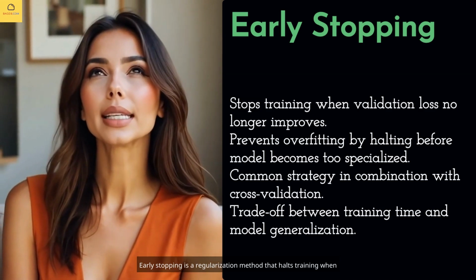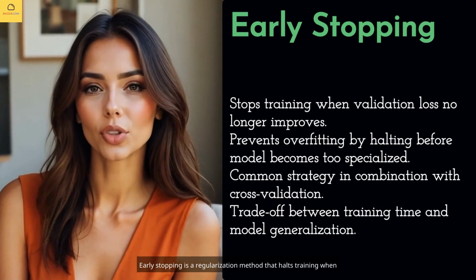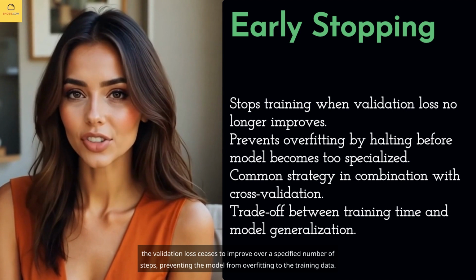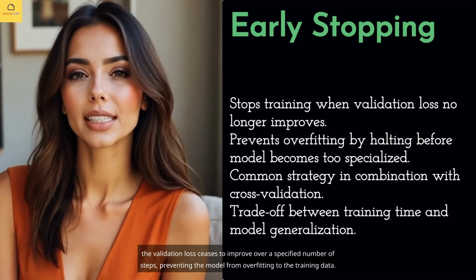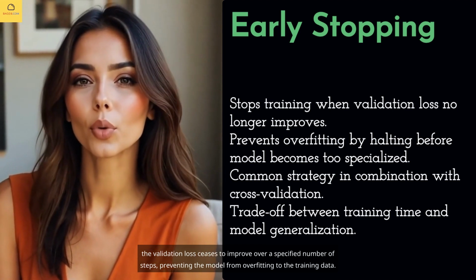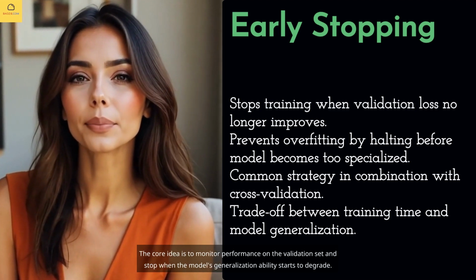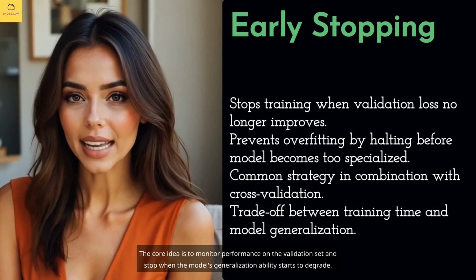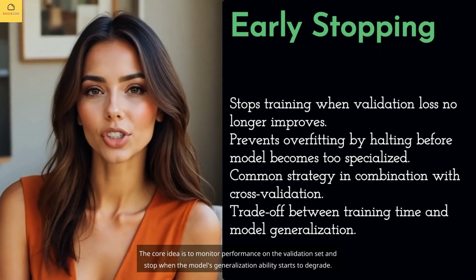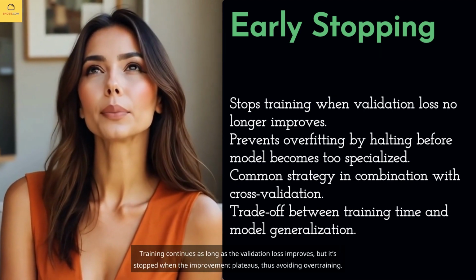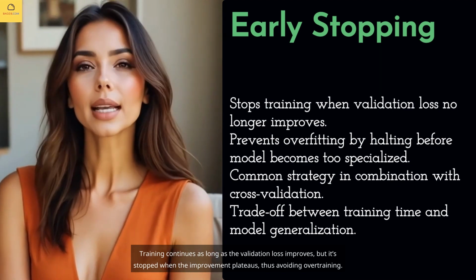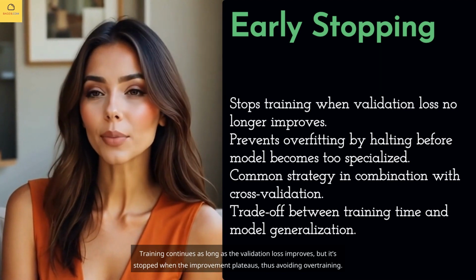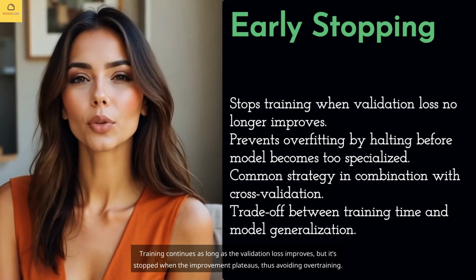Early stopping is a regularization method that halts training when the validation loss ceases to improve over a specified number of steps, preventing the model from overfitting to the training data. The core idea is to monitor performance on the validation set and stop when the model's generalization ability starts to degrade. Training continues as long as the validation loss improves, but it's stopped when the improvement plateaus, thus avoiding overtraining.